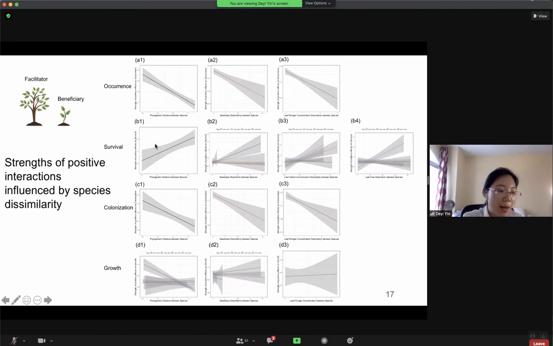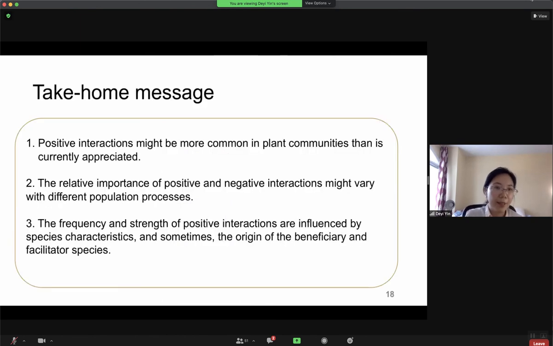And for species survival, we found that phylogenetically distant relatives and species pairs with more dissimilar seed mass, leaf carbon concentration, and leaf area are likely to have stronger positive interactions. And for the population growth rate, the strength of positive interactions is stronger in species pairs that are phylogenetically close relatives and species pairs with more dissimilar seed mass and leaf nitrogen concentration. And for species survival and population growth rate, the effects unlikely vary with the interacting types based on species origin. And here is a take-home message.